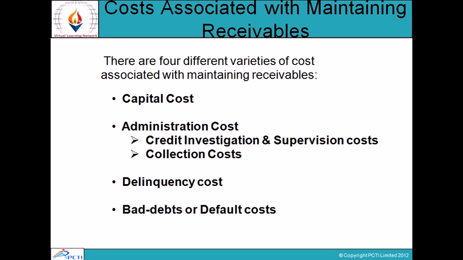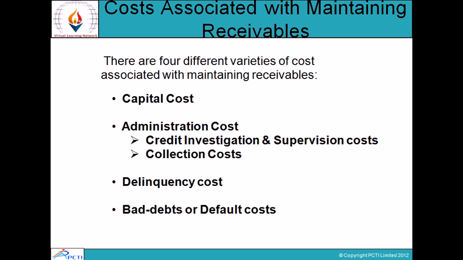The customer is not able to give the money on time. All this cost which you incurred is nothing but the bad debts or the default cost. Bad debts are nothing but the cost which you are not going to recover. The chances of recovery are very less. All these are your bad debts.